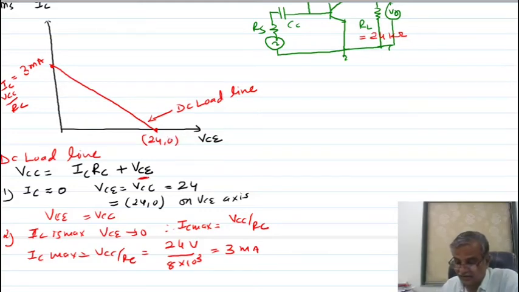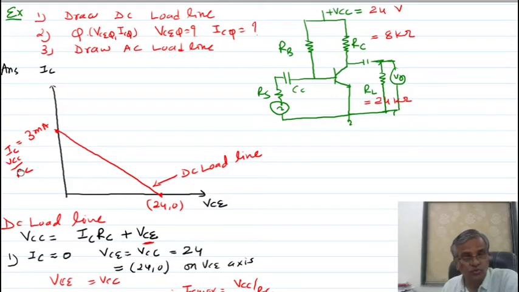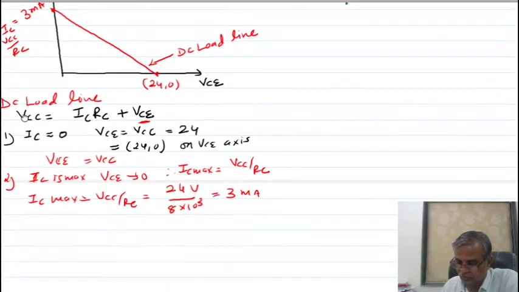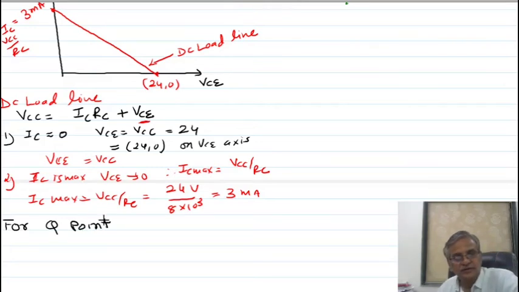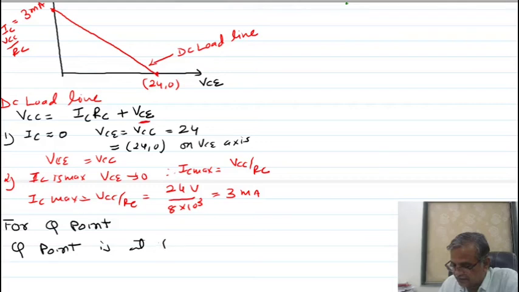Now let us find the operating point Q. For the Q point, you know, the Q point is at the middle point of the load line.